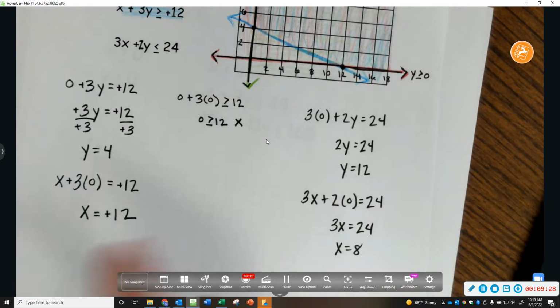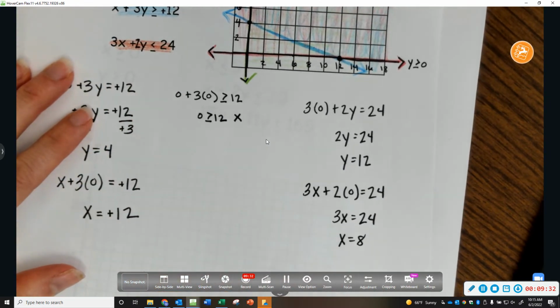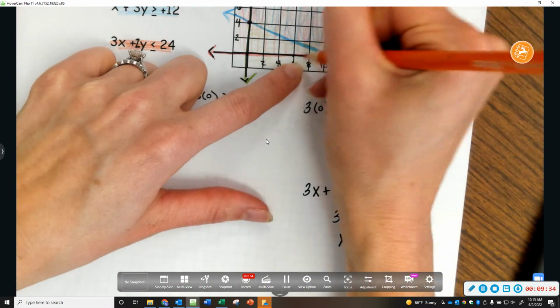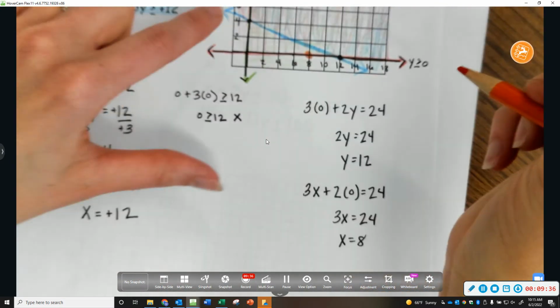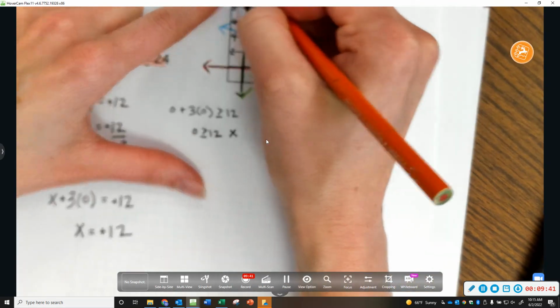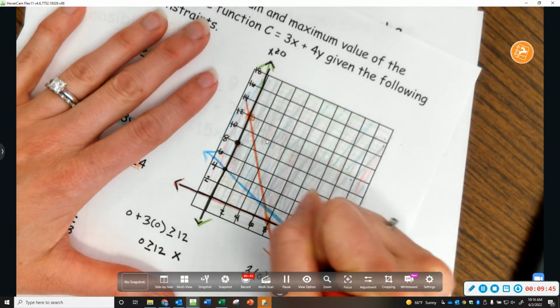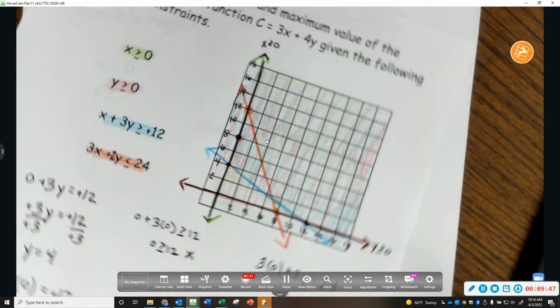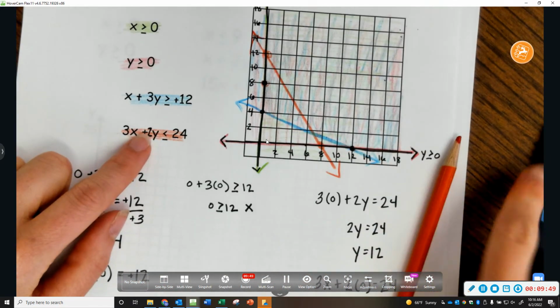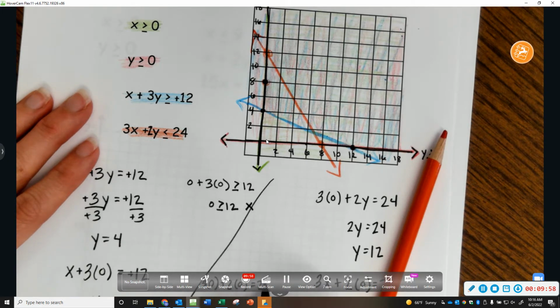So here's my orange. So x is 8, y is 12, and then I plug in a test point. So 3 times 0 plus 2 times 0 equals 24.